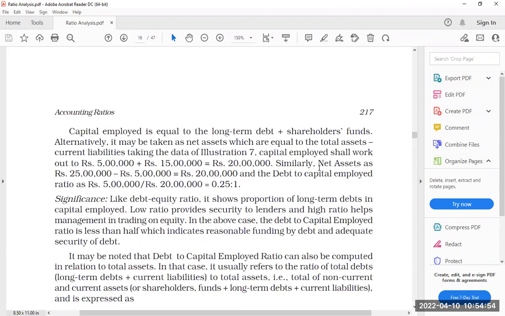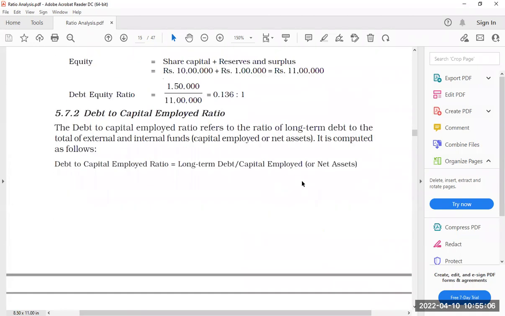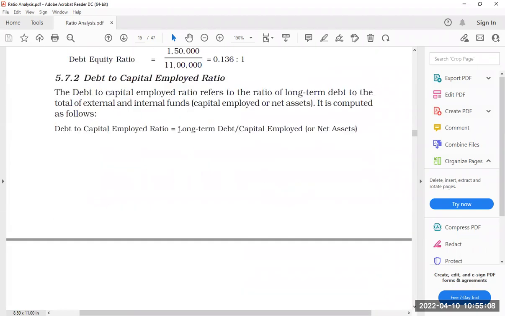Look at this. Capital employed should be calculated by adding the long-term debt plus shareholder fund. What is the difference between the previous ratio and this ratio? In the previous ratio, long-term debt is divided by shareholders fund. But here it is capital employed. What is capital employed and what is shareholder fund? Capital employed is nothing but shareholder fund plus long-term debt.